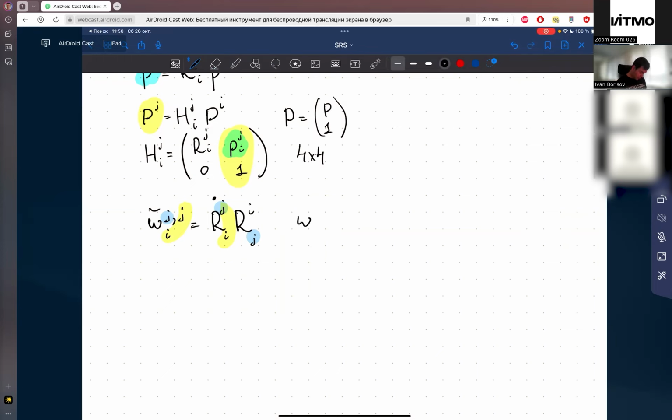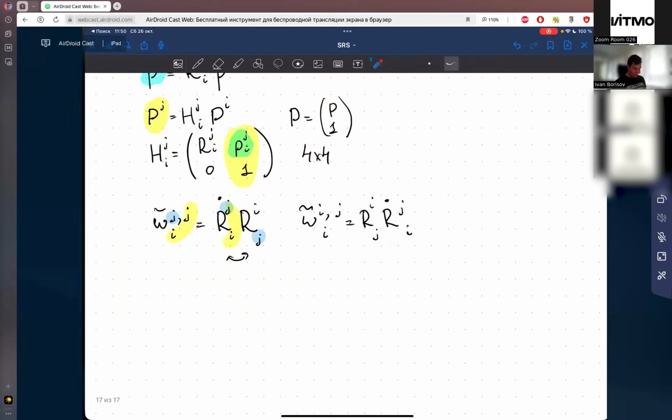And we can describe the same motion of I around J, but we can express it not in frame J, but in frame I. And in this configuration, we need to put I here, J here, and the dot will be not on the left, but on the right.